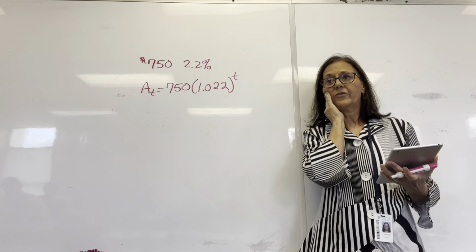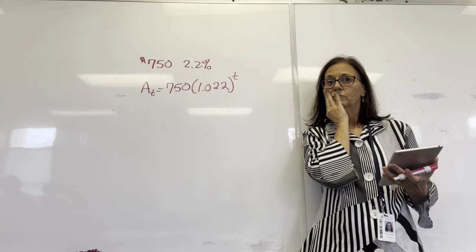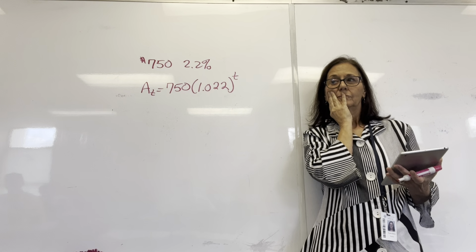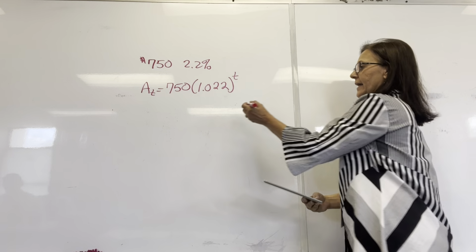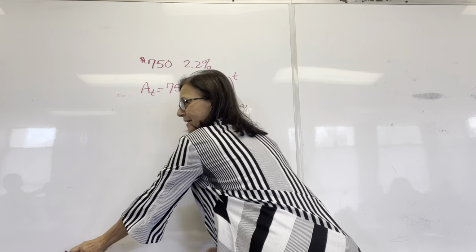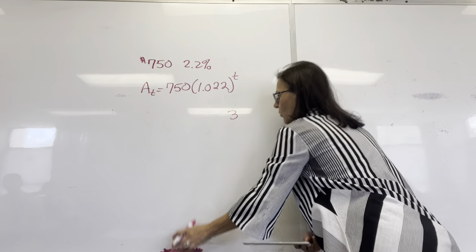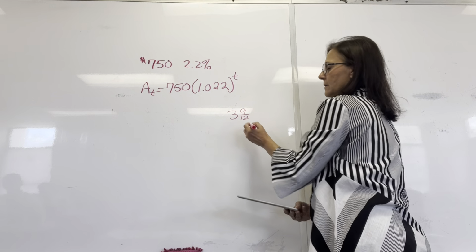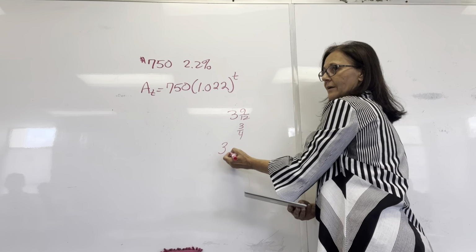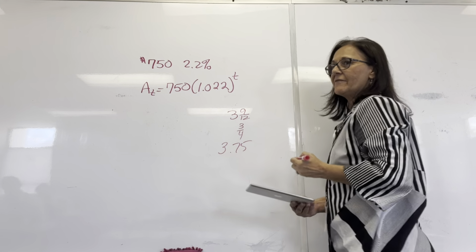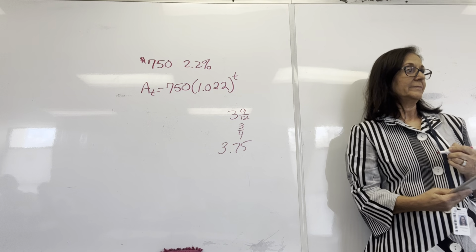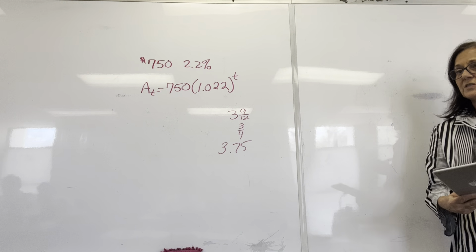What am I going to put in for 3 years and 9 months? It's got to be 3 and 9/12. What is 9/12? It's 3/4. So 3.75 is what you're putting in for your exponent, because 9/12 is 3/4, which is 0.75.